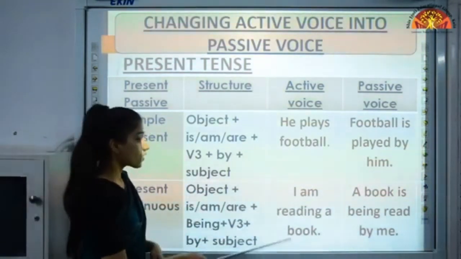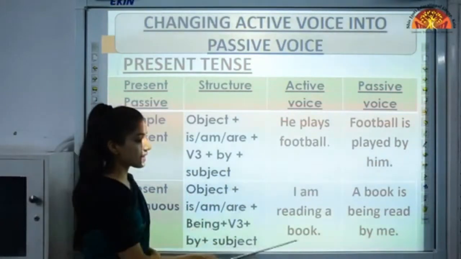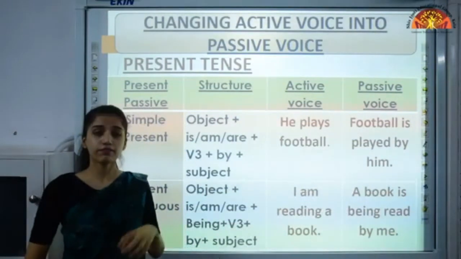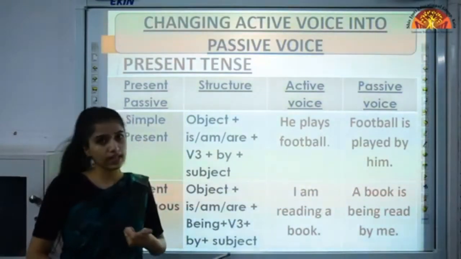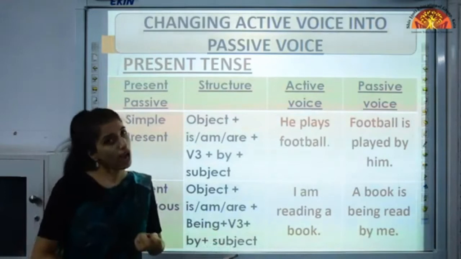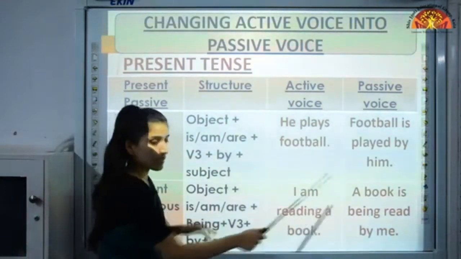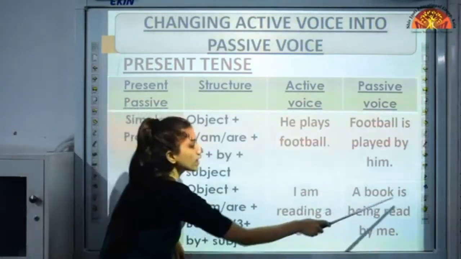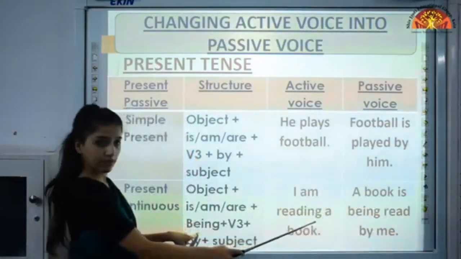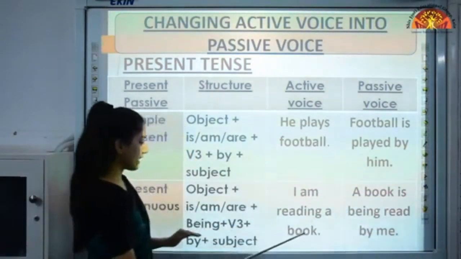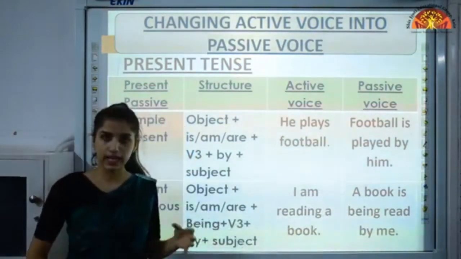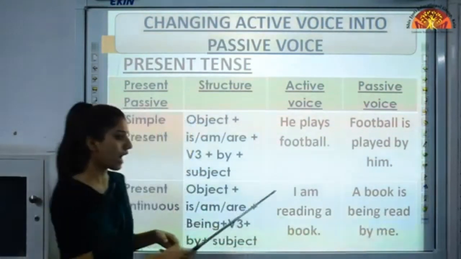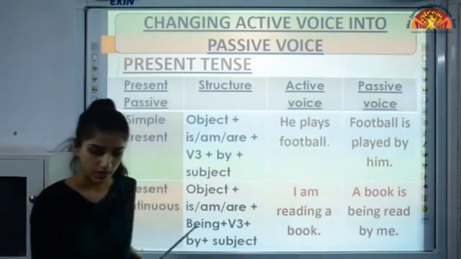So first what will come? Object. So in this sentence, object is a book. Then we will be looking, if the object is singular, then we will be using is. If the object is plural, then are. So what will come? A book is. We are talking about only a single book over here. So a book is. Then being will be added, and then the third form of read, that is read. So a book is being read by me. Okay, I will be converted into me.